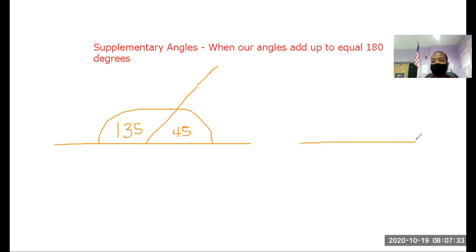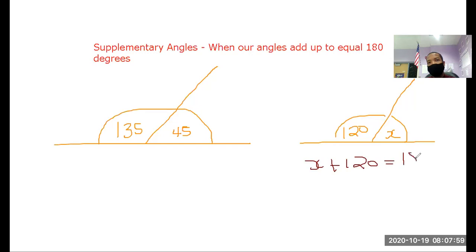So if I give you a question and I say this right here is 120, what is this? What is x? X is 60. So if I want to write this in an equation format, it would be x plus 120 equals 180, right? And then I'd do minus 120 minus 120, x is equal to 60.